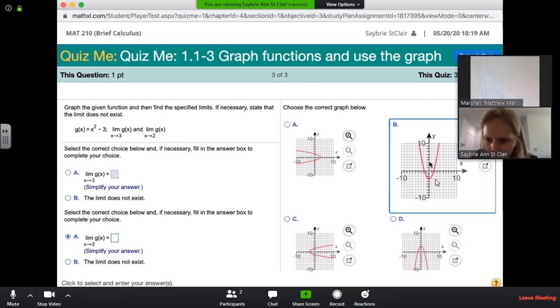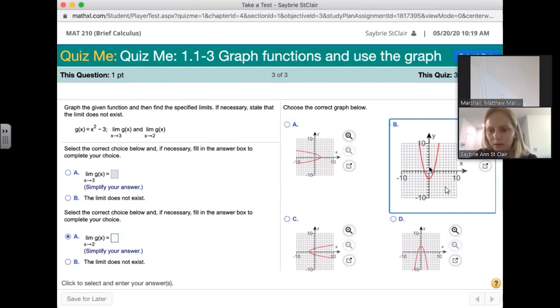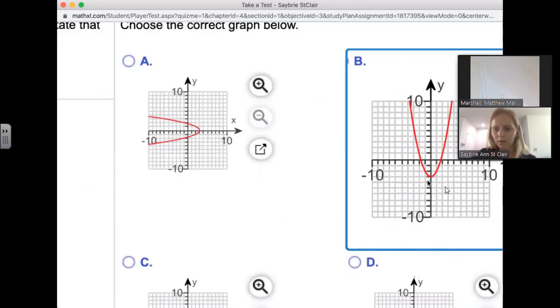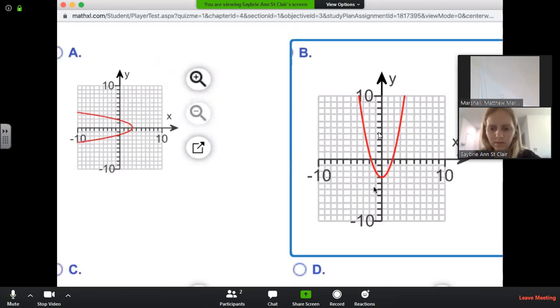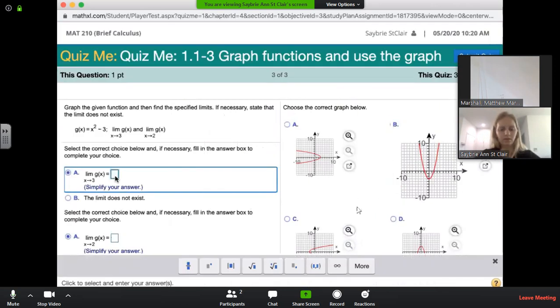1, 2, 3. Maybe, yeah, my graph shows 3, 5, no. Yeah, that's better. One, 2, 3, 4, 5. Yep. 1, 2, 3, 4. So that's your limit as your line.